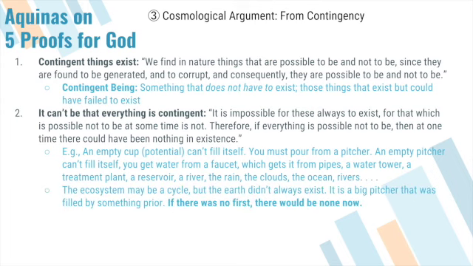And then eventually you just have this ecosystem cycle, right? Rivers and rain, and they keep refilling the ocean, and it goes in a cycle. But the ecosystem, though it may be a cycle, the earth didn't always exist. Right? What filled the earth up with water? It is a big pitcher that was filled by something prior. If there was no first, there would be none now. If everything is possible, nothing is actual.